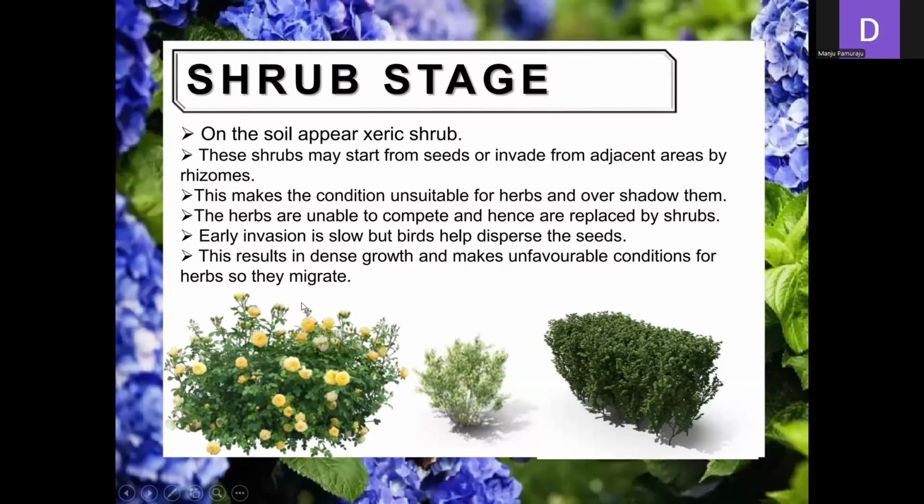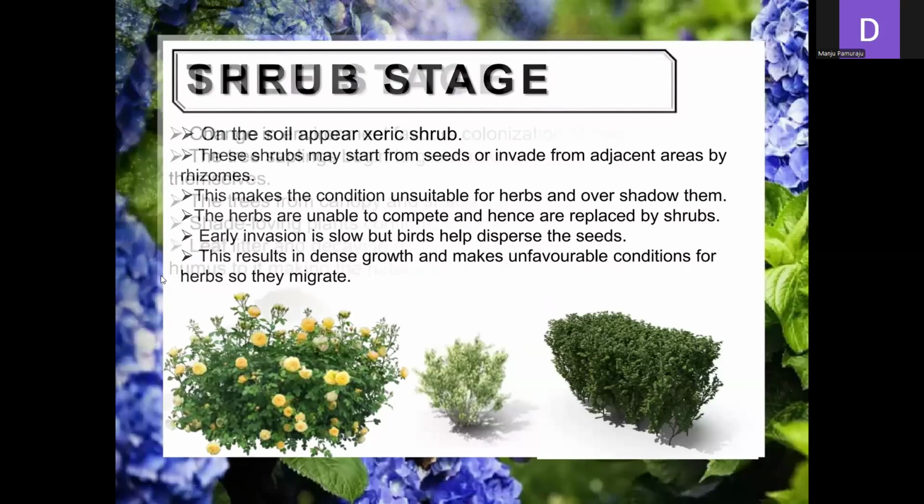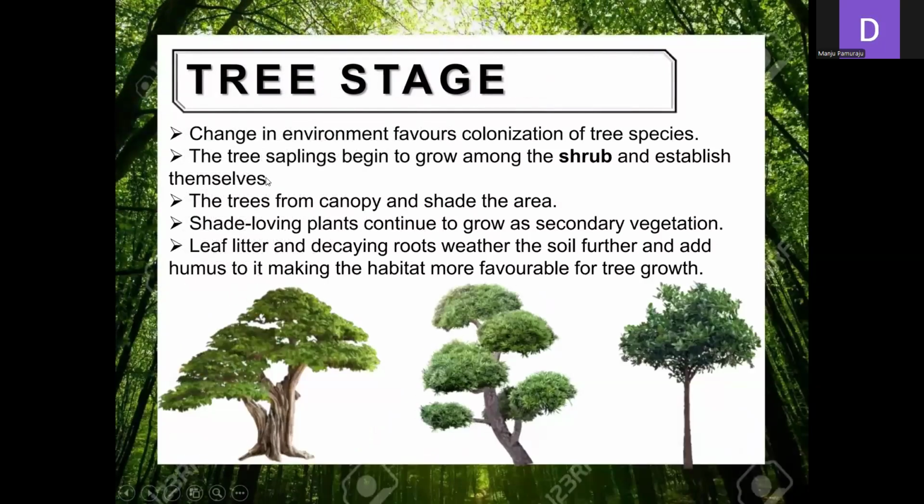So they migrate. So here the shrub stage is prevalent. So the next one is the tree stage. There is a change in the environment which favors colonization of the tree species, and the tree saplings begin to grow among the shrubs and establish themselves.